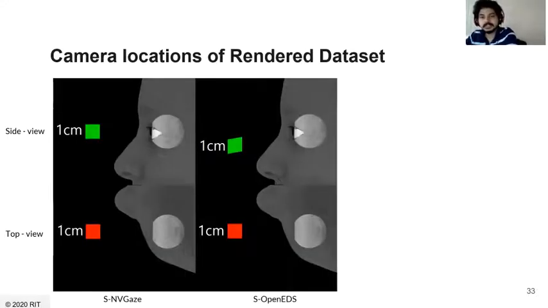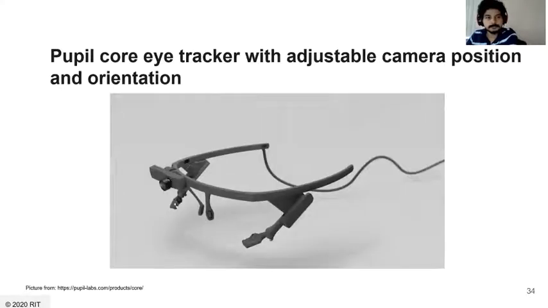This represents a range of camera locations in the synthetic dataset. The first column is S-NVGaze and the second column is S-OpenEDS. The green represents the elevation range of the camera, and the red represents the azimuthal range of the camera location. You can also replicate the camera properties of the Pupil Core eye tracker with adjustable camera position and orientation.